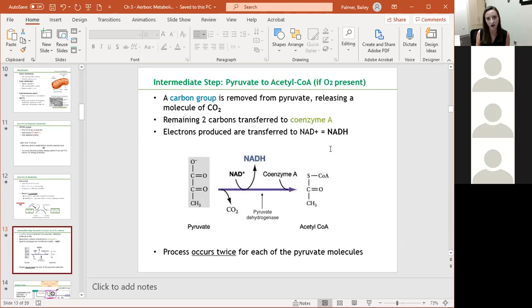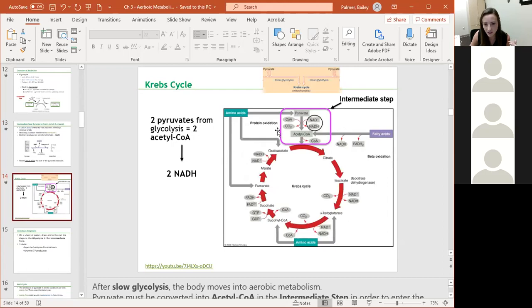pyruvate to the acetyl-CoA, which is beneficial and will carry over to the electron transport chain, where we can actually use it to make more ATP. So that's basically this process here, and we already know that. This picture shows it. That intermediate step, we add a CoA, we lose a carbon, and we have one NADH. But since we had 2 pyruvates, we now have 2 NADHs. So that's really all that topic, just be sure you know that topic.